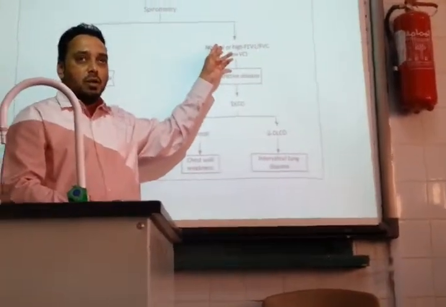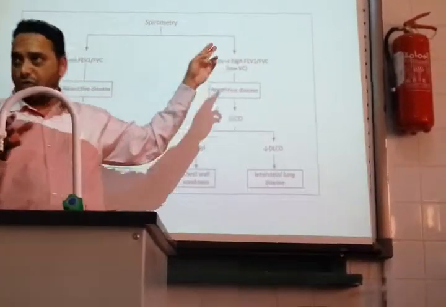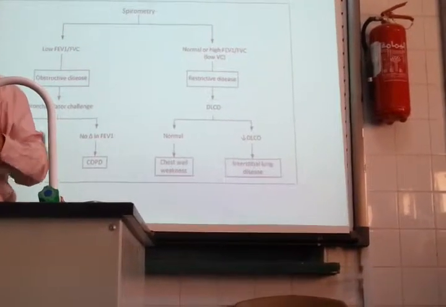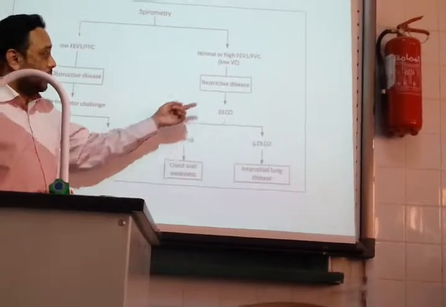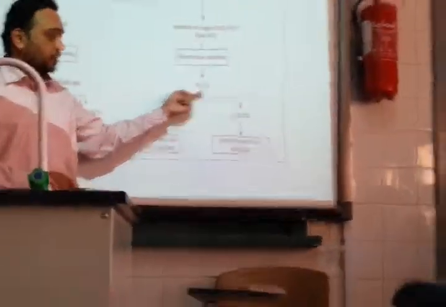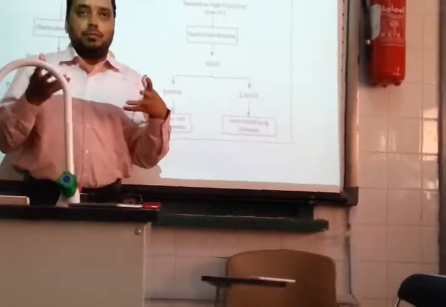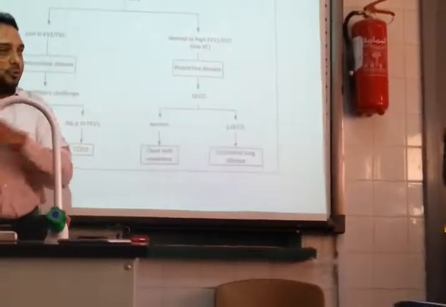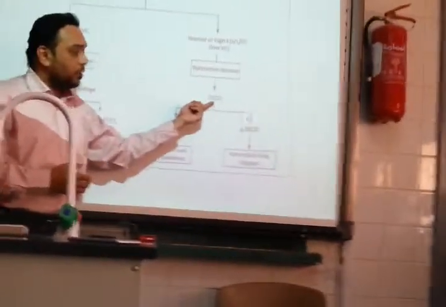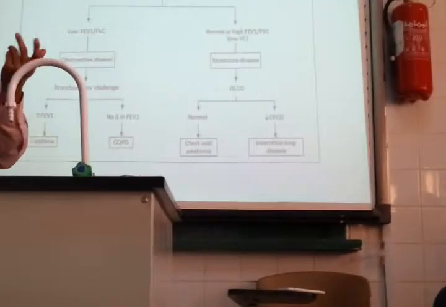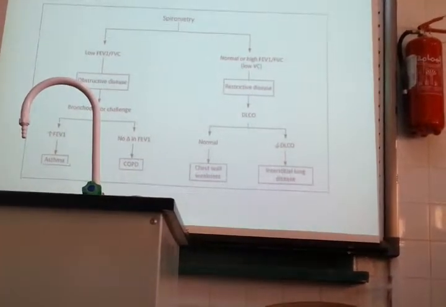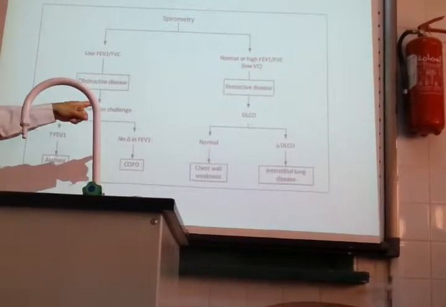Similarly, in restrictive disease, when there is a normal or high FEV1 to FVC ratio in a person, you suspect restrictive lung disease, because he comes to you with problems. So based on the problems, you do this test. This is diffusing lung capacity for carbon monoxide. CO stands for carbon monoxide.